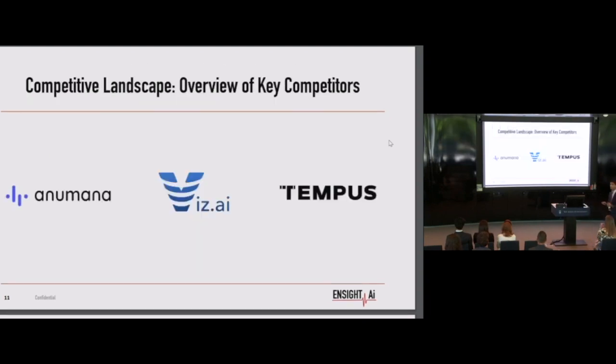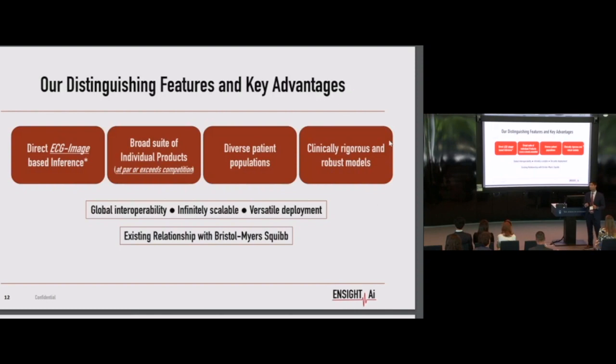There are competitors in this space, and these all have an interest in ECG-based diagnostics. But we have a distinguishing feature. We work with photos of ECGs directly. Any clinician in the room would tell you that there is no access to raw voltage data in their practice, even though all these competitors are trying to work with raw voltage data. We have built tools that span multiple different disorders, often exceeding all our competitors. We have diverse populations built in, including inner city populations, and reliable, robust models. And we have proven beyond doubt that our tools are versatile, globally interoperable, and can be scaled infinitely.